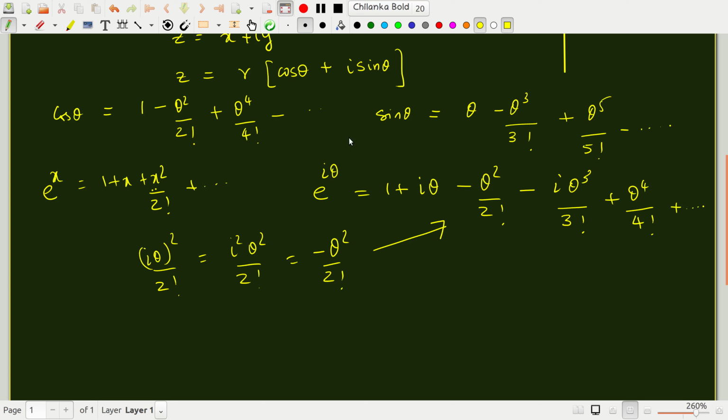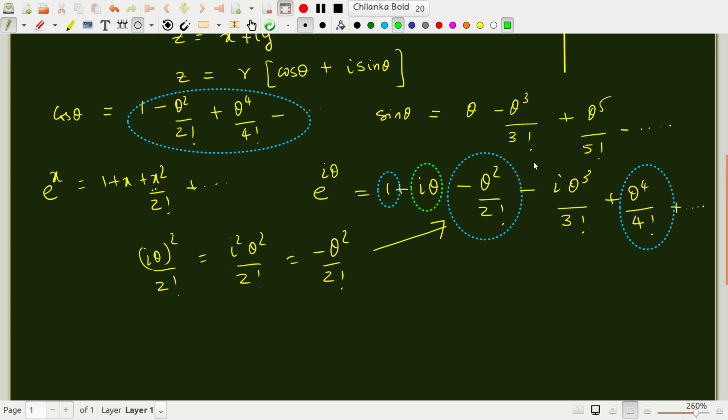So let me collect terms in a specific way. Suppose I collect all the terms that are even powers, the real ones. You will find that they all add up to cosine theta. Now if I collect the other terms, i theta minus i theta cube by 3 factorial and so on, I'll get i times sine theta. Basically you will get sine theta multiplied by i.